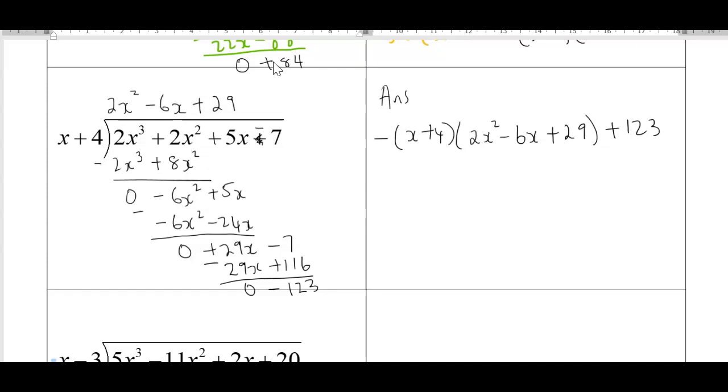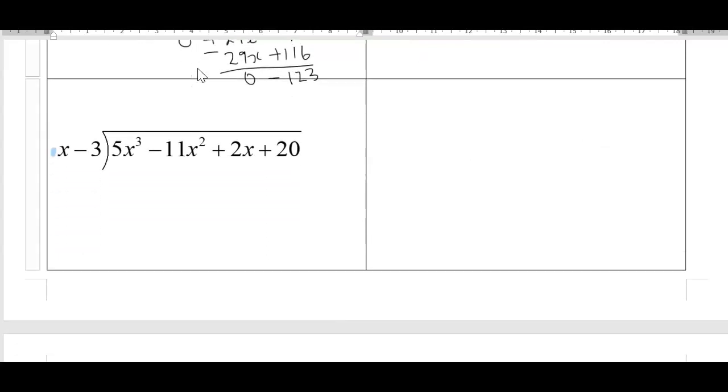Just a little side note. If we wanted to multiply that negative in, you could multiply it into the first one and everything else stays the same. Or you can multiply it into the second one and the first bracket stays the same. But just keep the negative out the front. Just easy. Okay, last one.